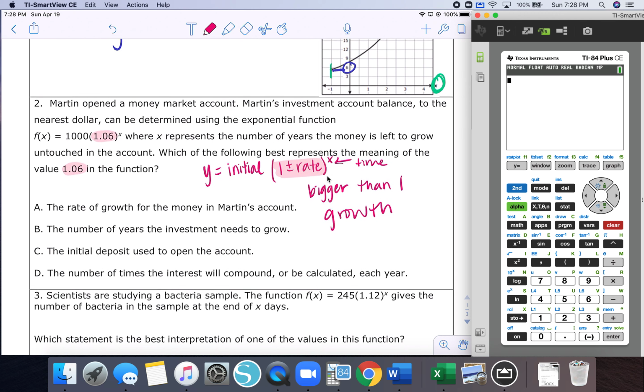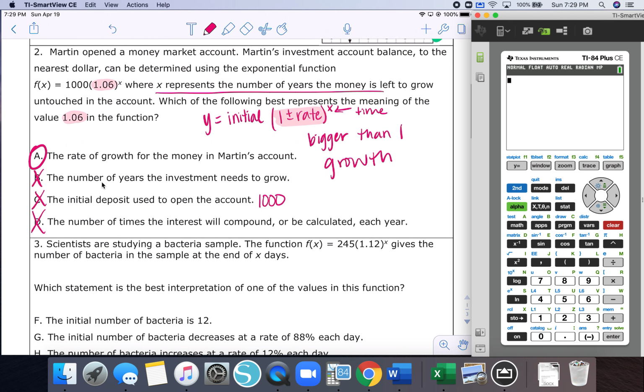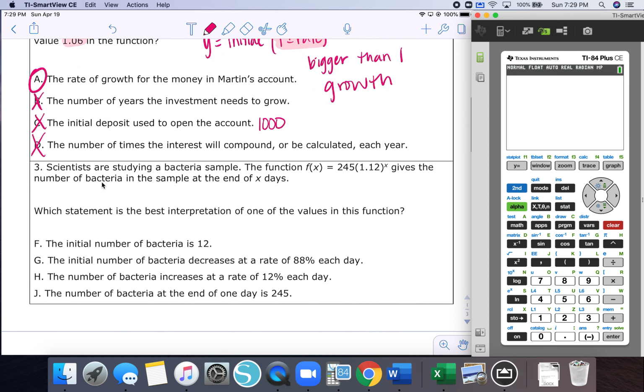So that means there is going to be a growth. So now I'm looking at my answer choices for something that says growth. The rate of growth, well, this is a rate and it is growth, so it could be A. Number of years, no, that's going to be our x value. Remember, it says x is the number of years. Initial deposit, no, that would be the 1,000. That would be the number in front. Number of times, nope, we haven't even talked about that. So A, the rate of growth, I know it's growth because it's bigger than 1, and I know it's the rate of growth because it is the number in parentheses that x is being raised to.